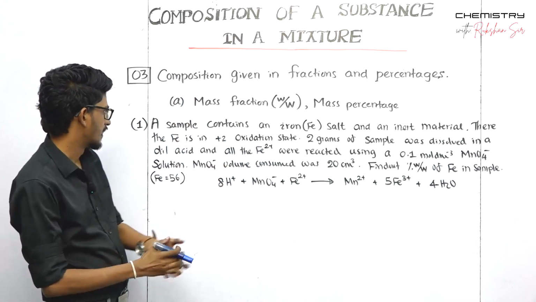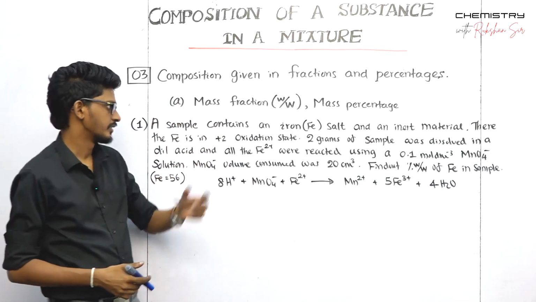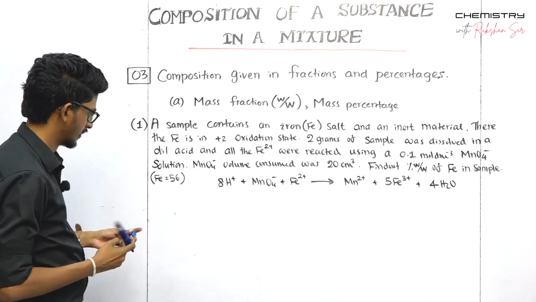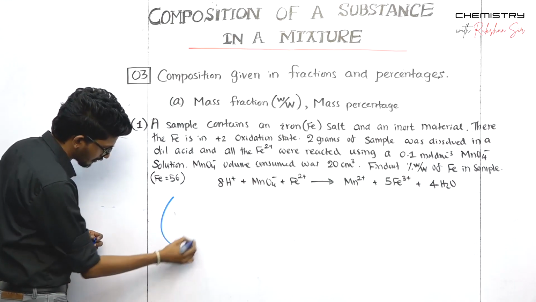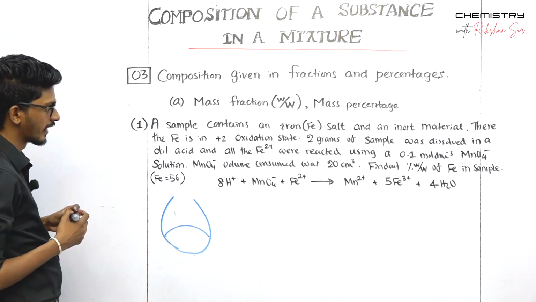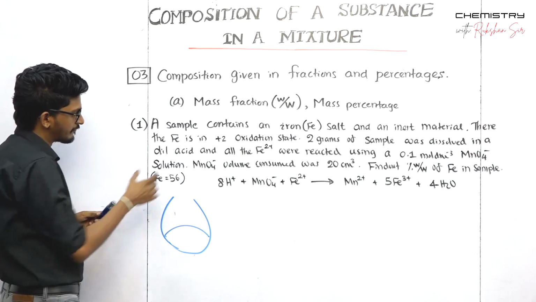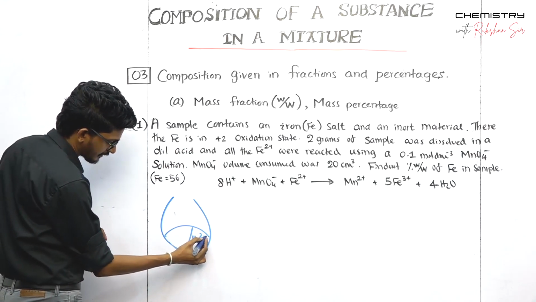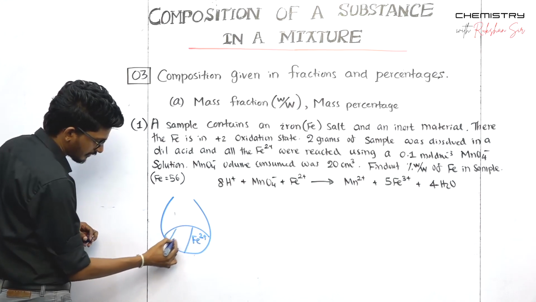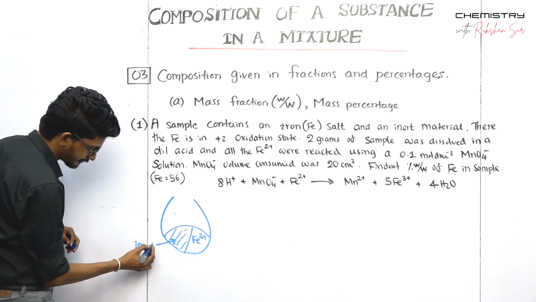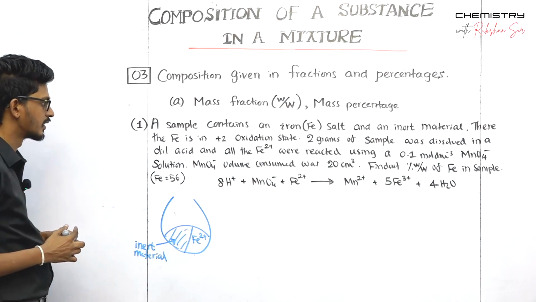What it says, first of all, is a sample contains an iron salt and an inert material, right? So you have a sample like this. It is the iron salt and an inert material. The Fe is in +2 oxidation state. So Fe is in +2 oxidation state here, and this is some inert material. This is your sample.